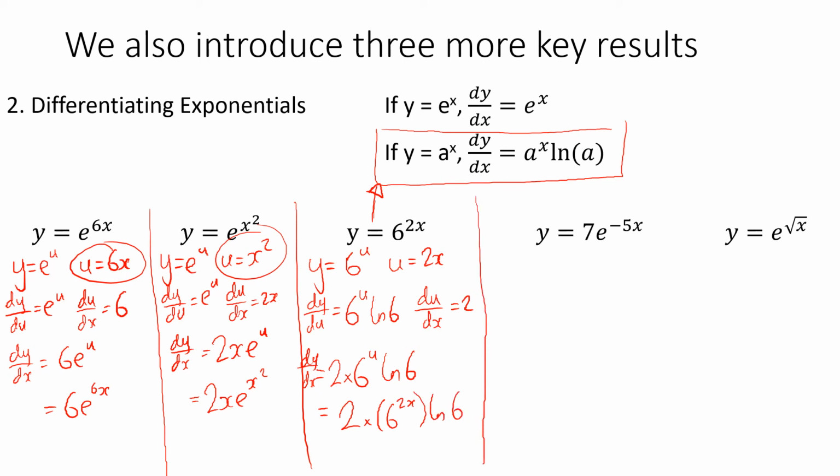Let's look at another one. Again, this is e. Most of the ones you're going to see are e. I just wanted to point out that result exists. We've got y equals 7e to the u. You don't need to put the minus in there. We want this to be as simple as possible.